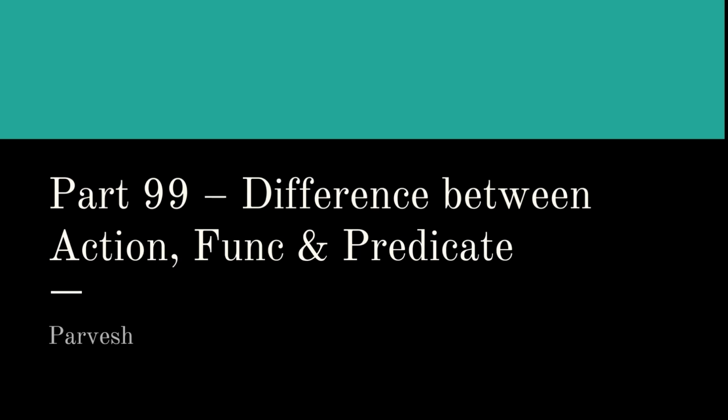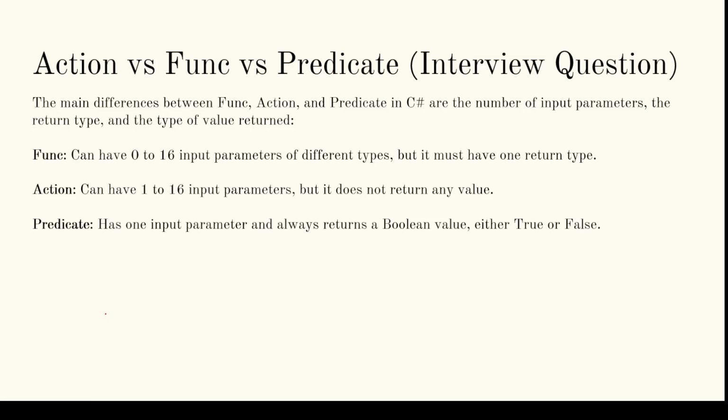In this video, we will understand what is the difference between action, func, and predicate delegate. So let's get started and try to understand this. As we have previously seen, action, func, and predicate are generic delegates, and these delegates are predefined by .NET. We can just directly go ahead and use them. But in this video, we will see what are the differences between these three delegates.